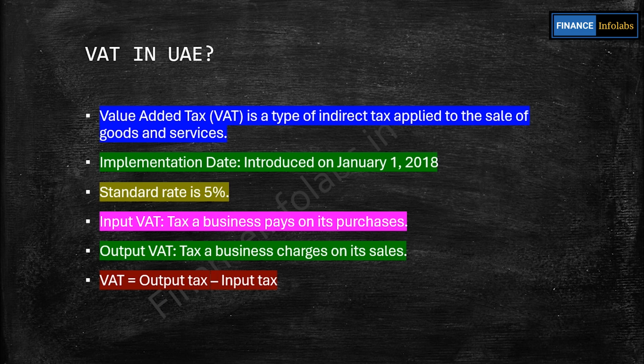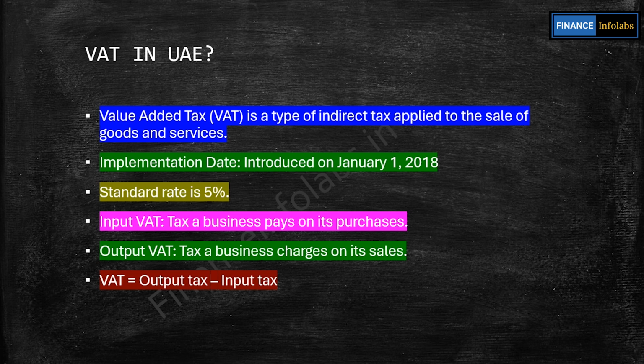Input VAT is the tax that a business pays on its purchases, while output VAT is the tax that a business charges on its sales. The VAT payable by a business is calculated as the difference between the output tax and input tax. VAT equals output tax minus input tax.